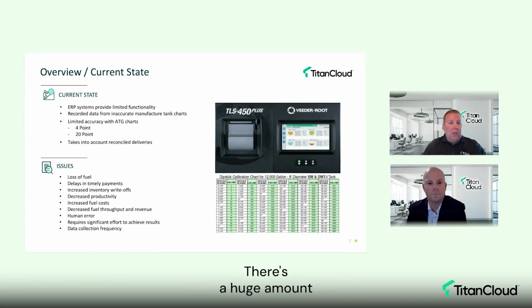So there's a huge amount of human error that comes into these items, of people collecting information, the timing of when they collect it, the frequency of how they're collecting it. All of those invoke issues that drive loss and challenges on managing variances across organizations.